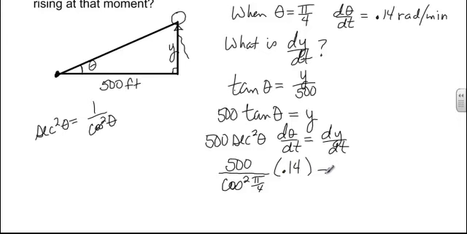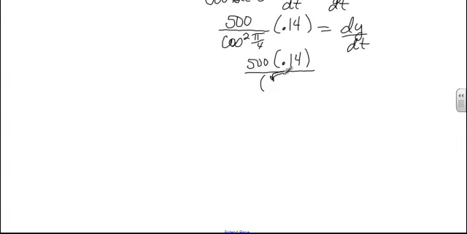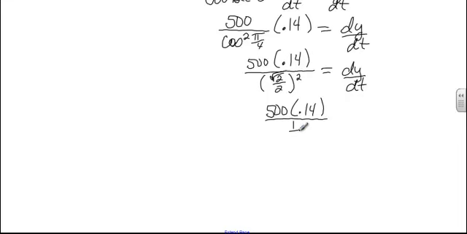And from here, it's just a matter of simplifying the left side of that equation. 500 times 0.14 divided by the square root of 2 over 2, quantity squared. That will end up being 1/2 in the denominator there. And if you multiply 500 times 0.14 and then divide by half or multiply by 2, you're going to end up with 140 for dy over dt.